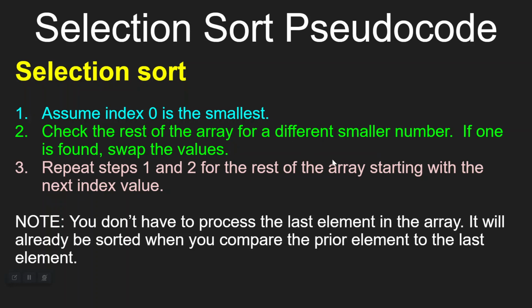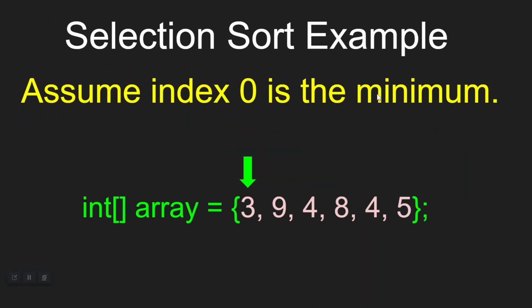Now note, you do not have to process the last element in the array because that's already going to be sorted by the time you compare all of the prior elements leading up to it. So by the time you get to the last element, the entire array is going to be sorted using what's called the selection sort. So let's use our pseudocode to walk us through an example here.